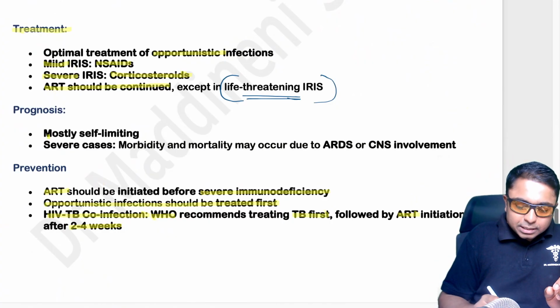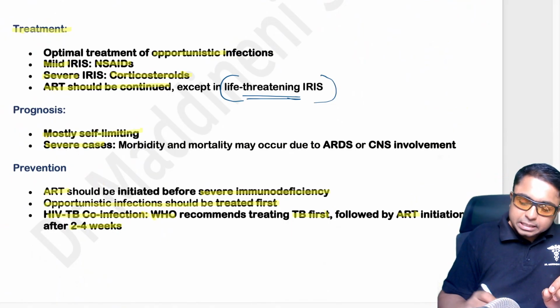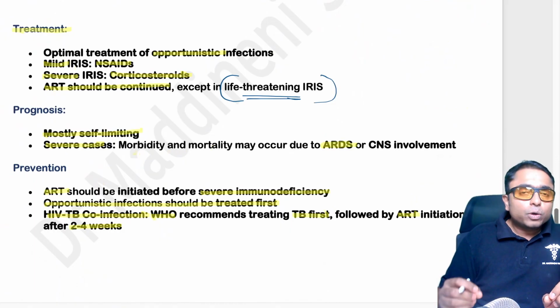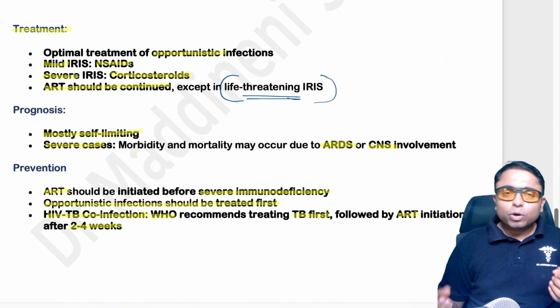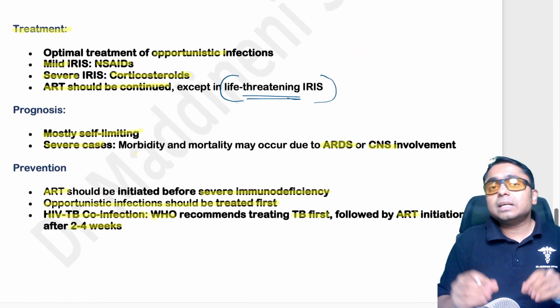What is the prognosis? Yes, it is a self-limiting condition, and in severe cases, morbidity and mortality may occur due to acute respiratory distress syndrome or CNS involvement. Because of these, there can be morbidity and mortality. Otherwise, this is a self-limiting condition.